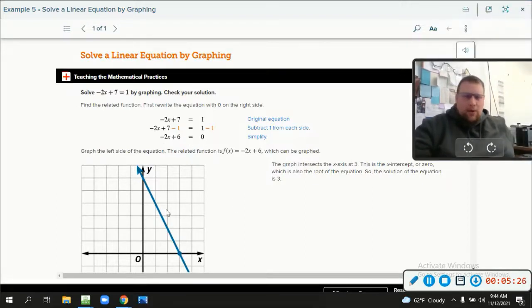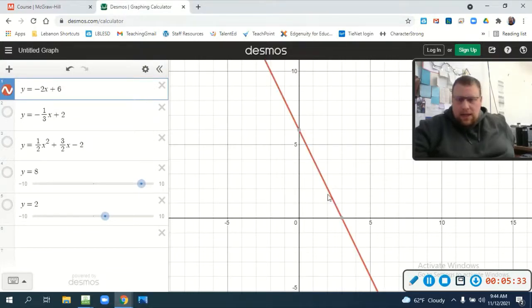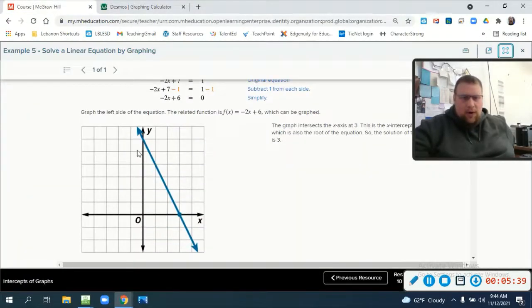I'm glad you asked. How will we get this graph you see right here? Me personally, I'd go to Desmos, I'd plug it in, and when you plug it in, it's going to graph this nice little graph right here. Does everybody see that? And you should notice that this is identical to the graph we see down here.